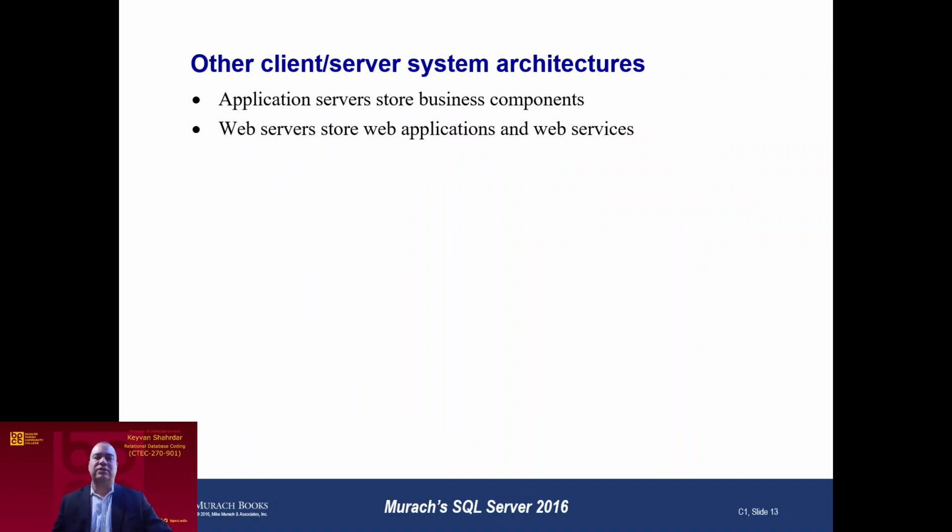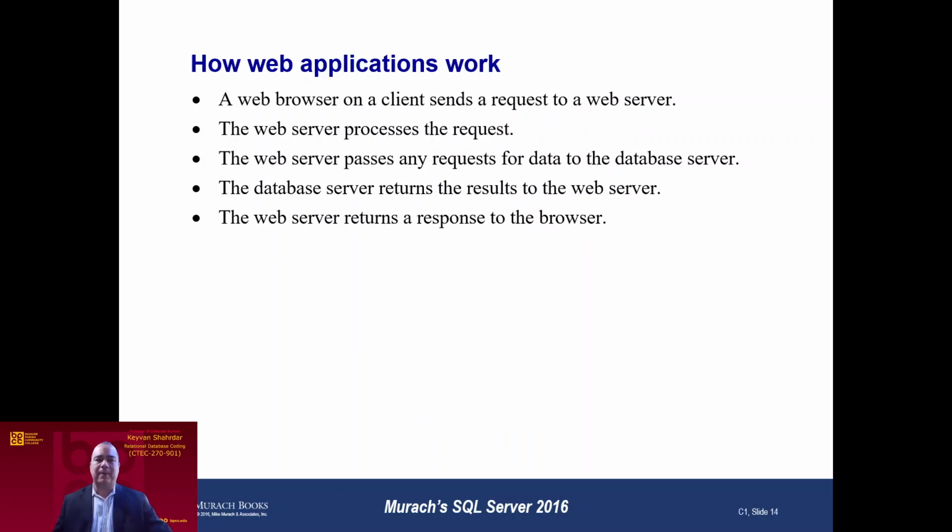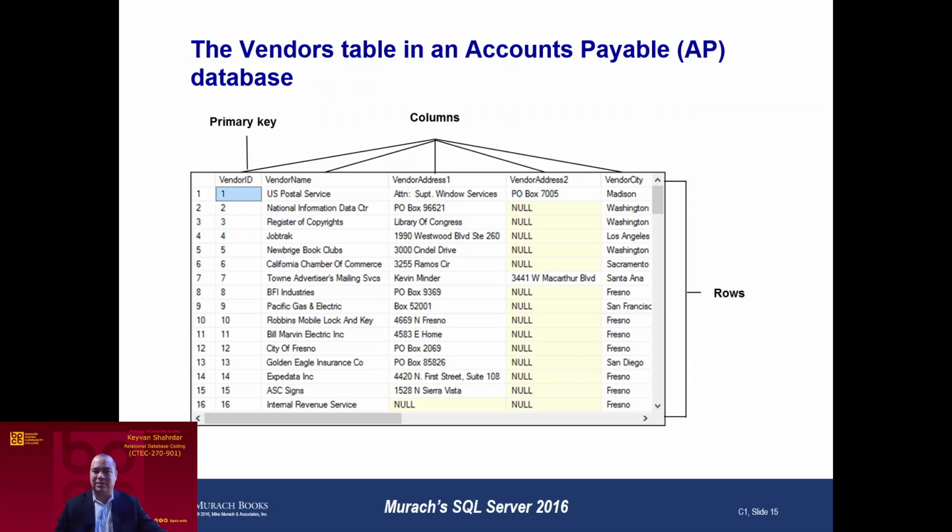Other client-server system architecture. So there are application servers that store business components, and web servers that store web applications and web services. So how do web applications work? A web browser on a client sends a request to a web server. The web server processes that request and passes any request for data to the database server. The database server returns the results to the web server, and the web server returns the response to the browser. That's what we just discussed in the previous slide.